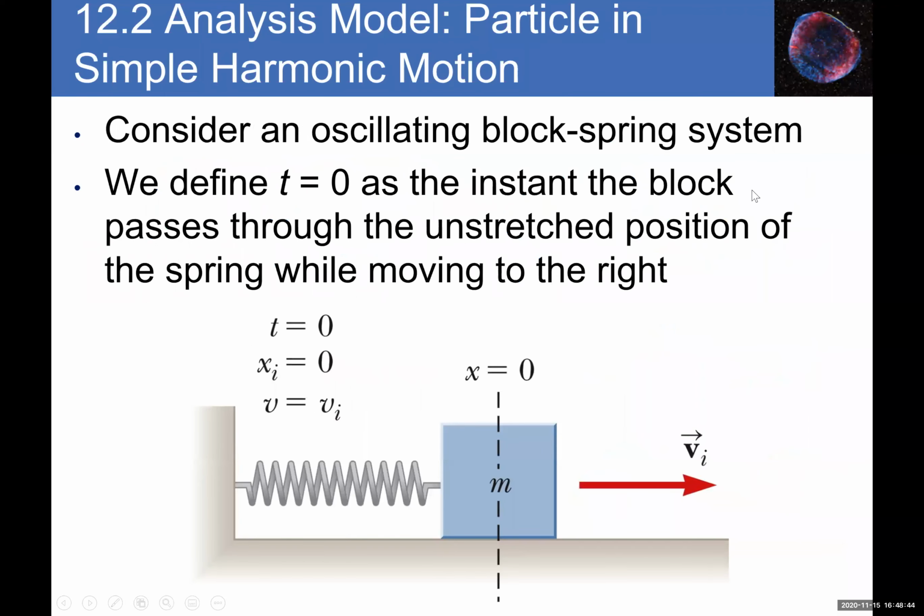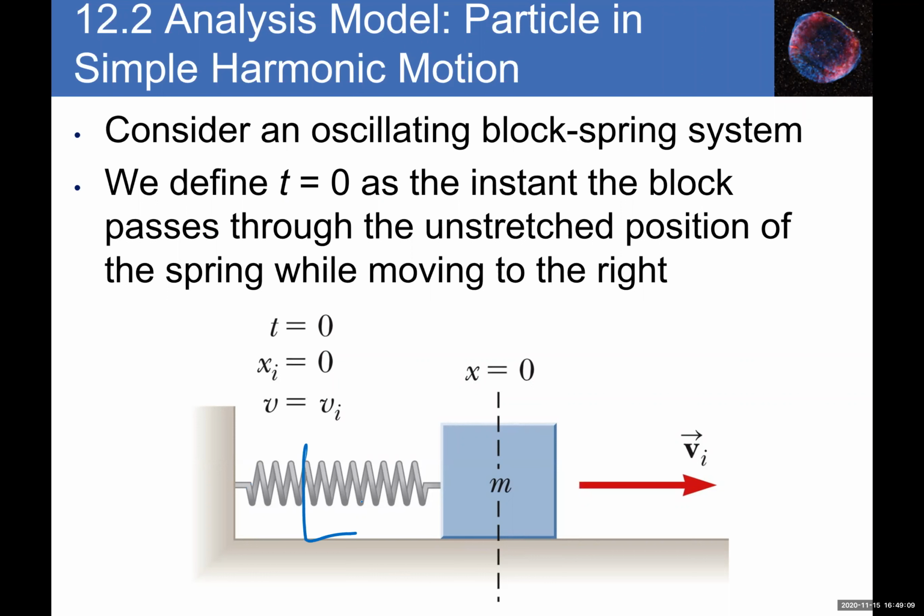Another thing we can do is this. Consider that you pull it, or you stretch it or compress it. It doesn't matter. Let's say you move it from equilibrium. So this says consider an oscillating block-spring system, and we define t equals 0 as the instant the block passes through the unstretched position of the spring while moving to the right.